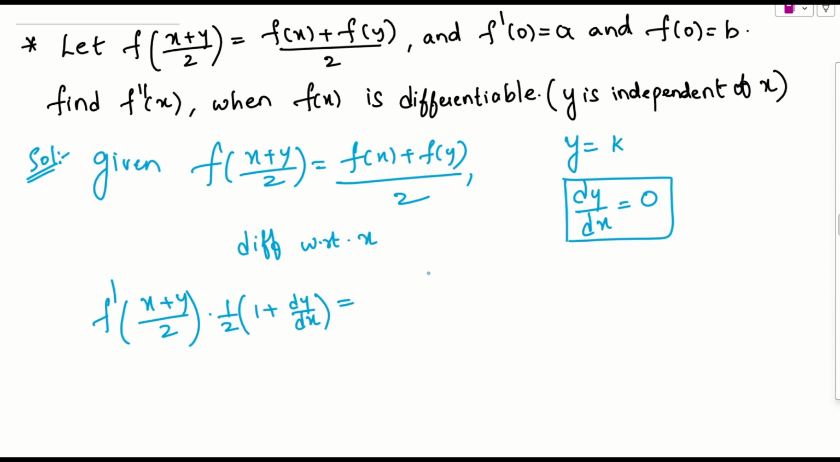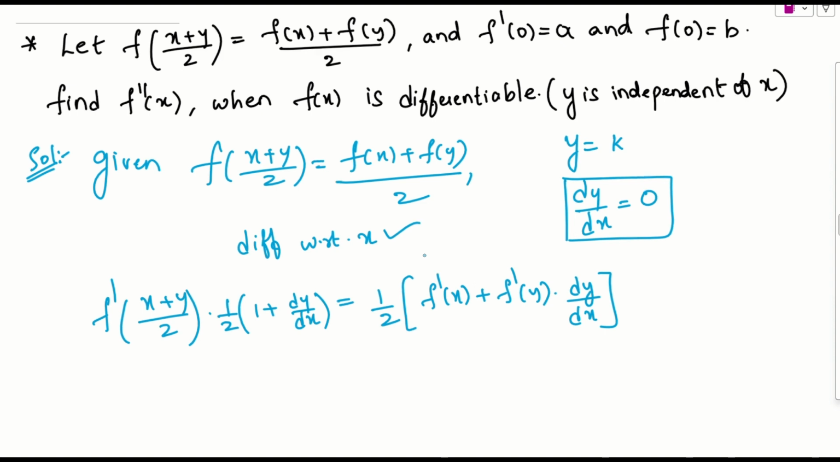Let us move on to the right side. What is given here? This is 1 by 2 into the derivative of f, that is f dash of x, plus the derivative of f of y, that is f dash of y. And the internal derivative for y is dy by dx. So remember, we are doing this with respect to x. I think up to here no doubts, right?